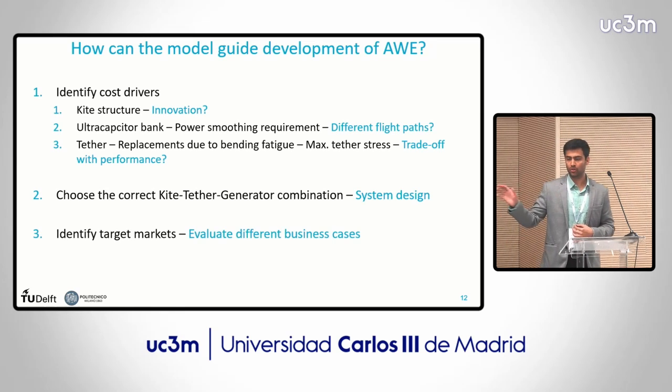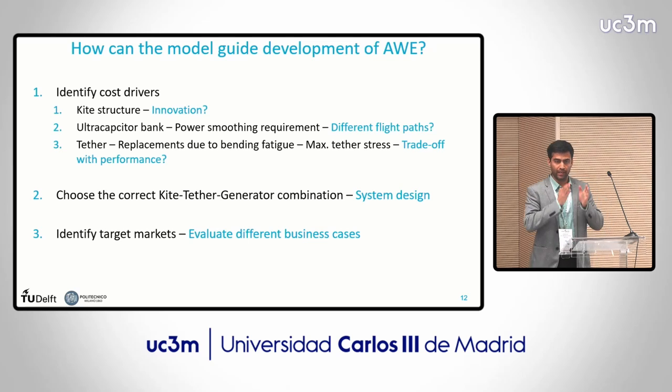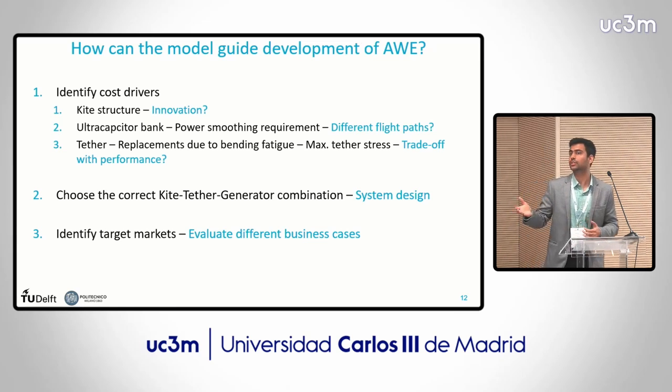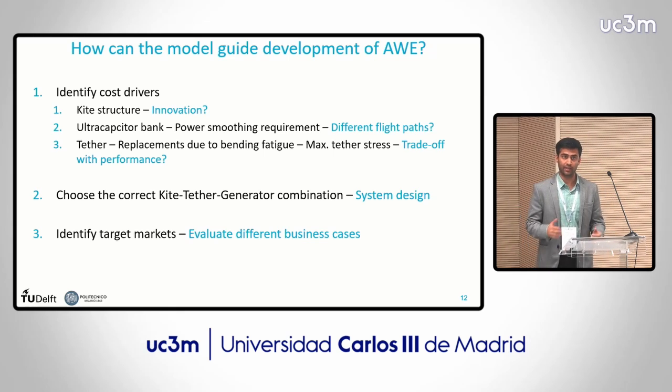Yeah. So the first point we see is how the model can be used to guide the development: first of all, to identify what drives the cost. In this case, we saw it was the kite structure. So maybe it tells you that you need more innovation in the kite design. Then the ultracapacitor bank, that is the power smoothing requirement, was really driving the cost as well. So maybe we want to think about how to reduce this, maybe flying differently, so compromising on certain parameters but gaining on certain other parameters.